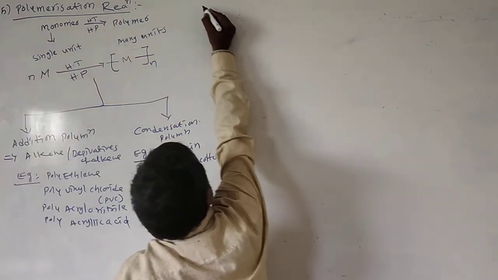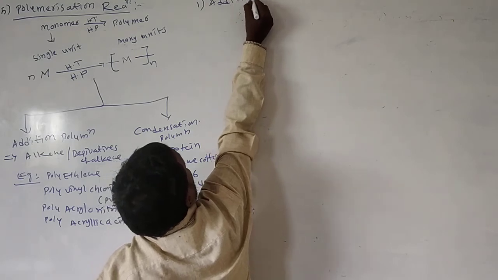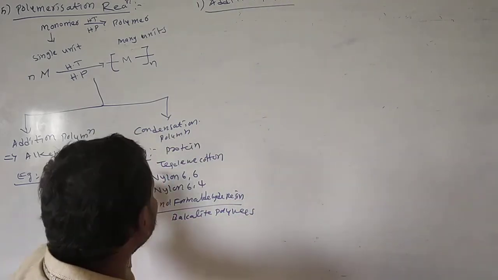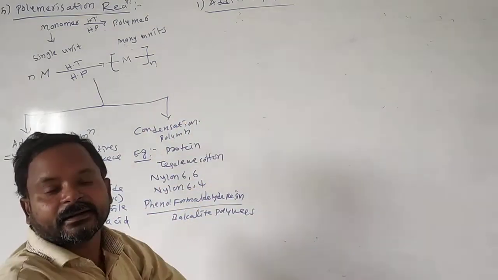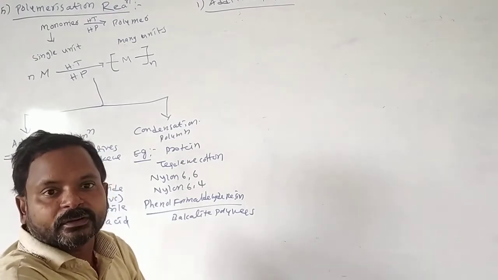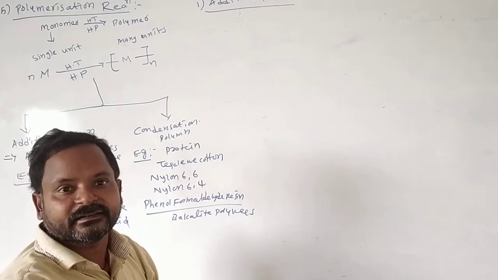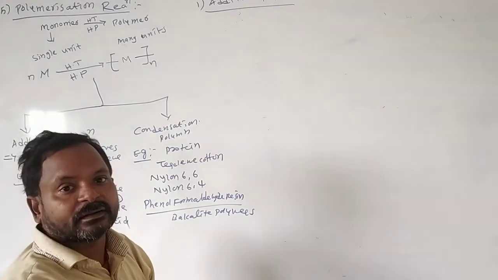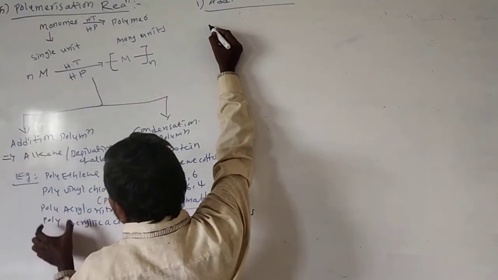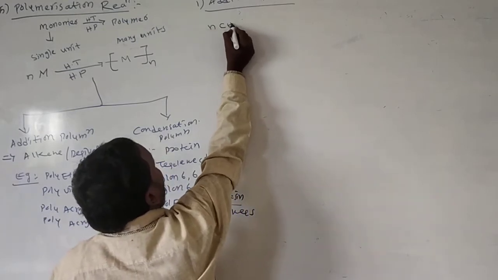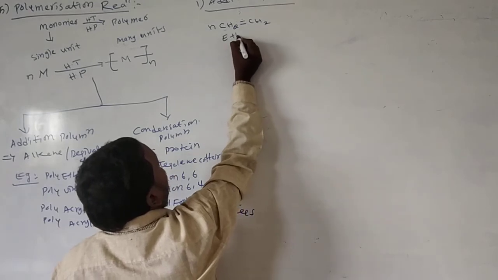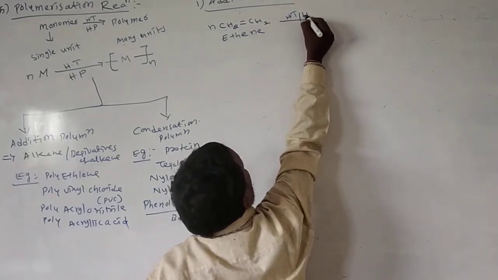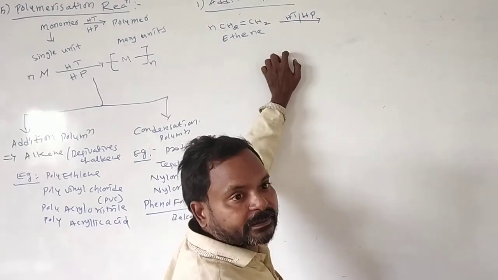See the first one, addition polymerization. It is mainly observed in alkenes or derivatives of alkenes. Alkenes are mainly involved in addition polymerization. Addition means one molecule is added to another molecule. The polymers produced by addition are called addition polymerization. Here I am taking four examples. Take a number of ethylene molecules, CH2=CH2. They react with each other at high temperature and high pressure.